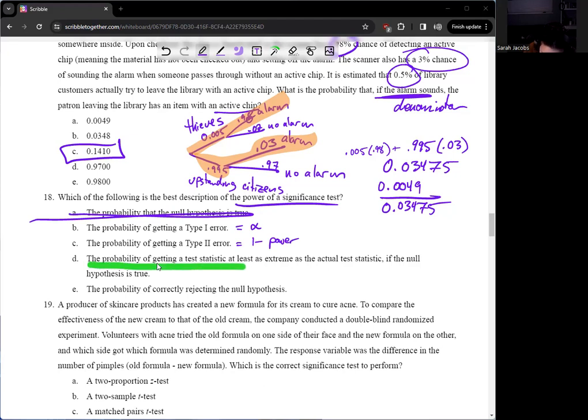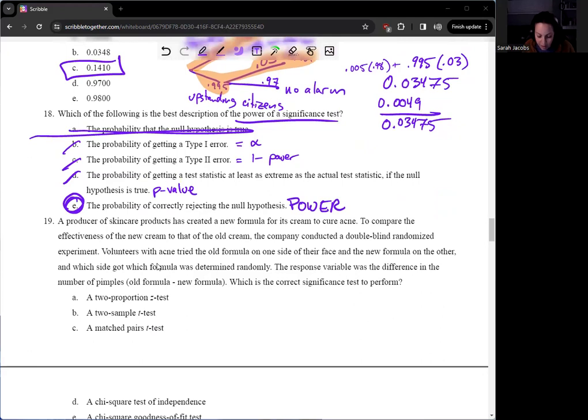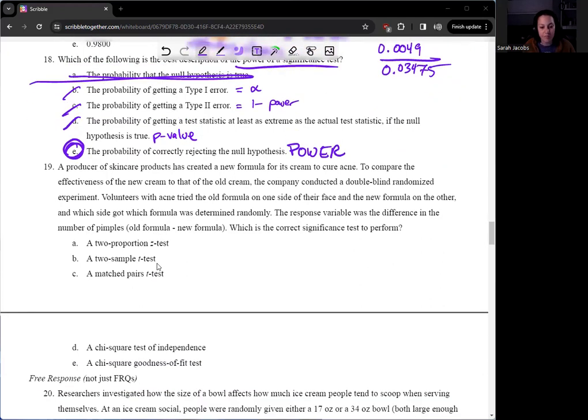The probability of getting a test statistic at least as extreme as the actual test statistic if the null hypothesis is true, that's what the p-value is. What temperature change? Weird. So none of these are true, but they have meaning. The probability of correctly rejecting the null hypothesis, this is power. The power of the test is how likely are we to correctly reject the null, to have found something interesting and know that we found something interesting.